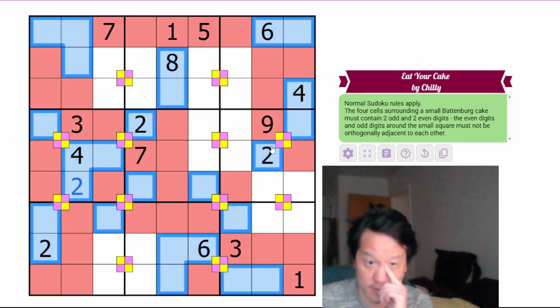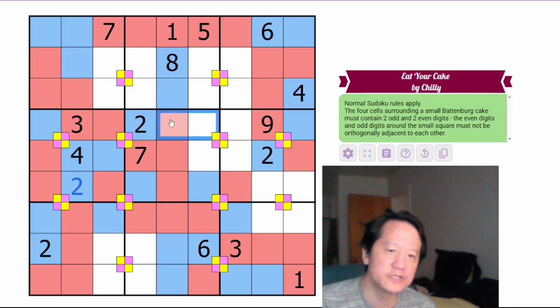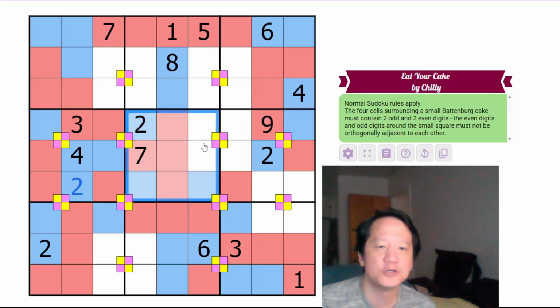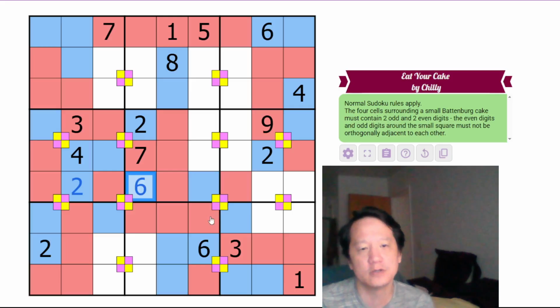Okay. What else do we have? We have 4 potentially, or 6s. Where is 6 in this central box? Cannot be here because of 6 in the column. The rest are all odds, so this must be 6 here.